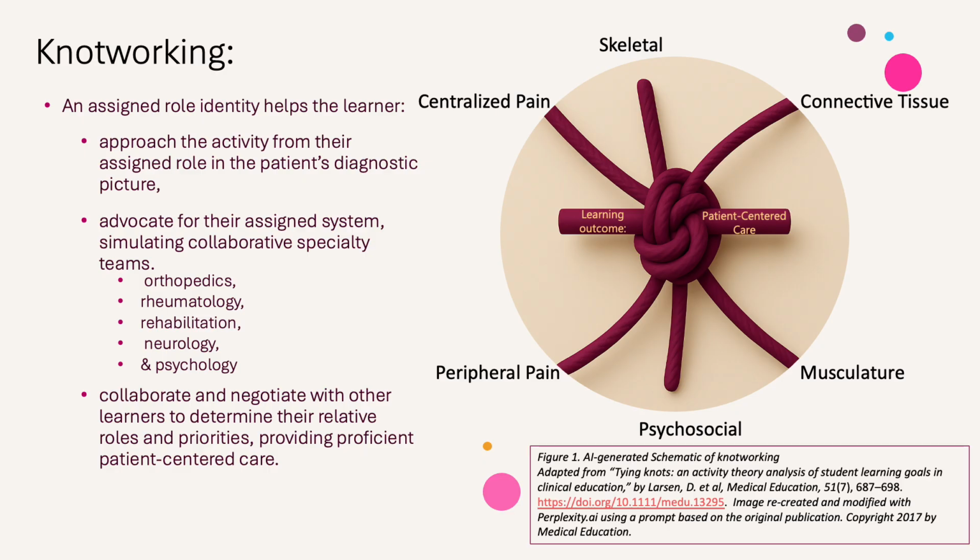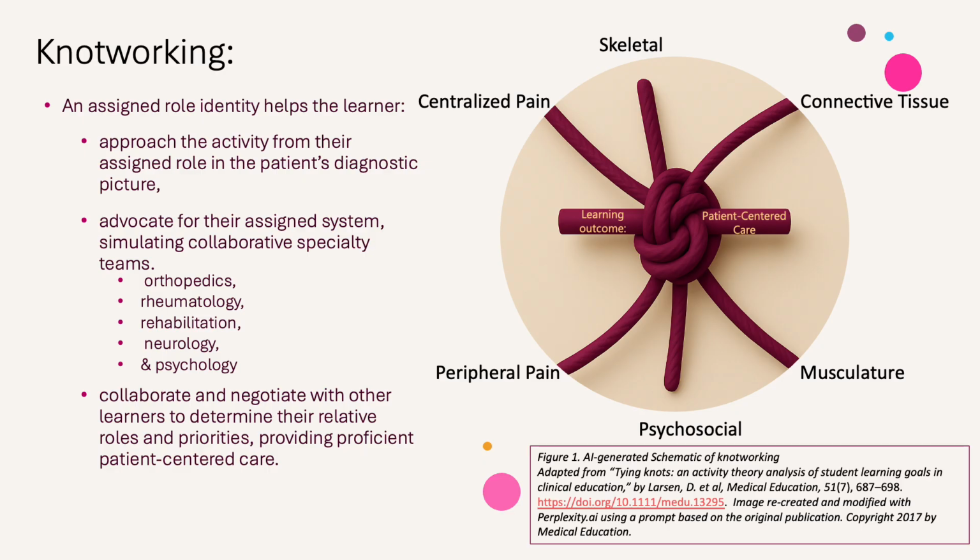And here we have the skeletal system represented in the knotworking diagram, and that aligns with an orthopedic team. The connective tissue role aligns with the rheumatology team. The musculature and psychosocial align with the rehabilitation team. The peripheral and centralized pain align both with neurology and psychology.